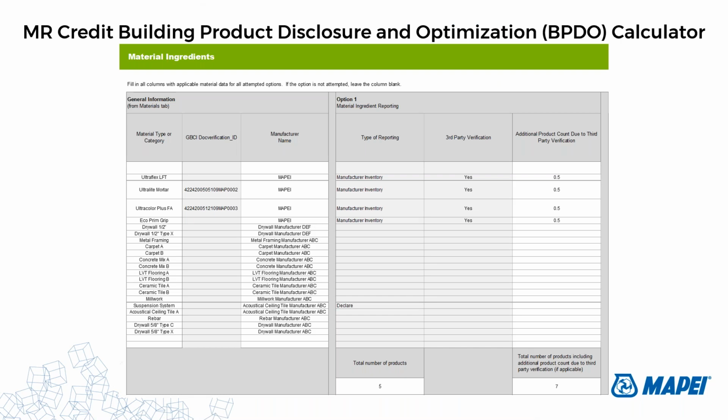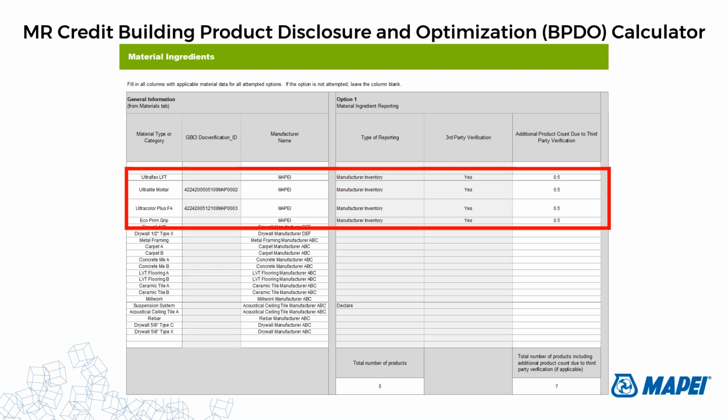So here again is the BPDO calculator. This is the material ingredients tab of the BPDO. On the far left, we have the 21 products that are in this example. Under option 1, in this case we've identified 5 material ingredient reports. Again, not every product is going to have a material ingredient report, and that's okay. Now all of the material ingredient reports are worth the same, so a manufacturer inventory is the same value as a Declare label. They're showing that we have 5 reports.